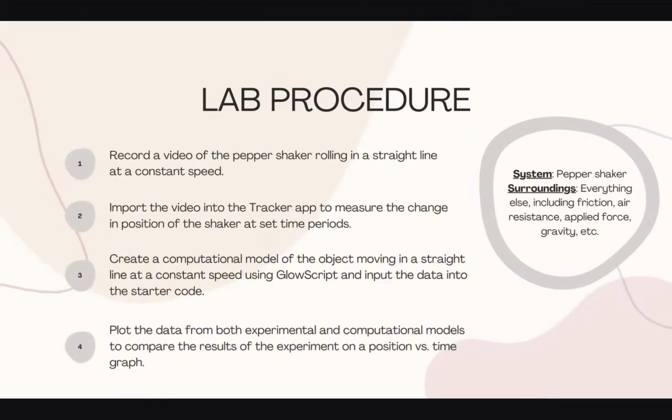This is the lab procedure for the experiment. First, record a video of the pepper shaker rolling in a straight line at a constant speed, then import the video into the tracker app to measure the change in position of the shaker at set time periods. Create a computational model of the object moving in a straight line at a constant speed using GlowScript, and input the data into the starter code. Plot the data from both experimental and computational models to compare the results of the experiment on a position versus time graph. The system of the experiment is the pepper shaker, and the surroundings are everything else, including friction, air resistance, applied force, gravity, etc.